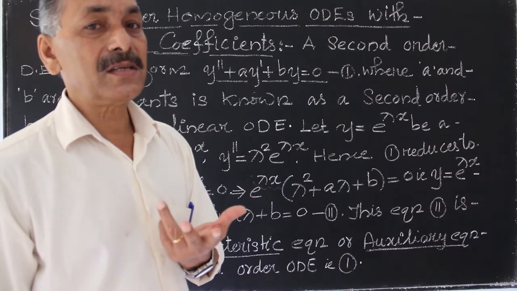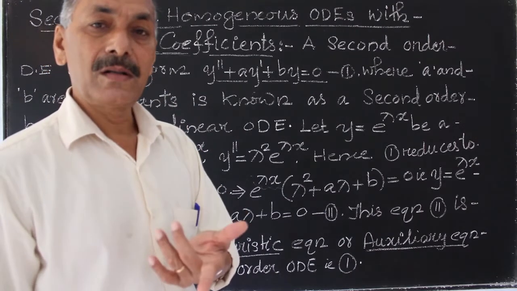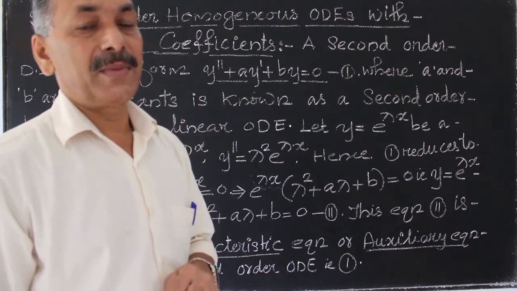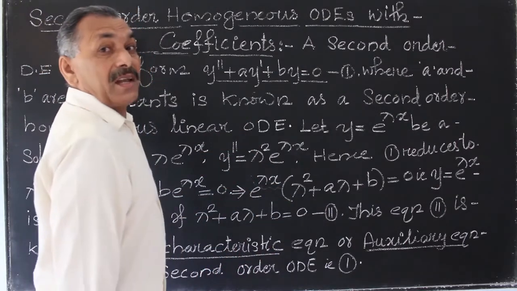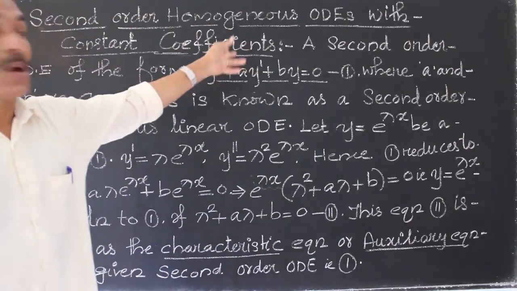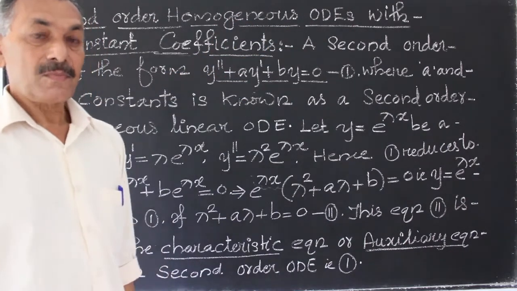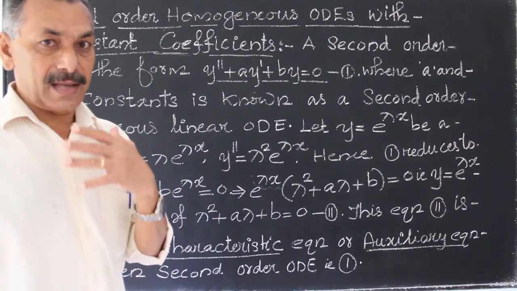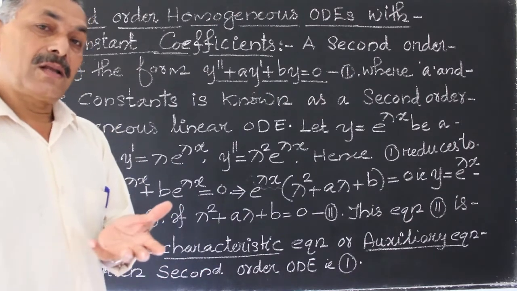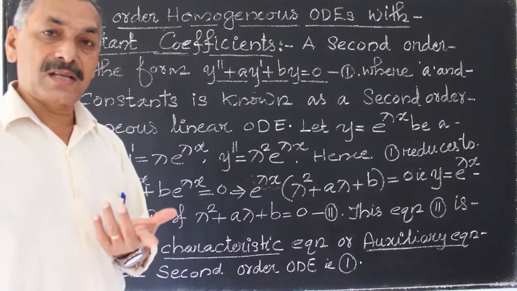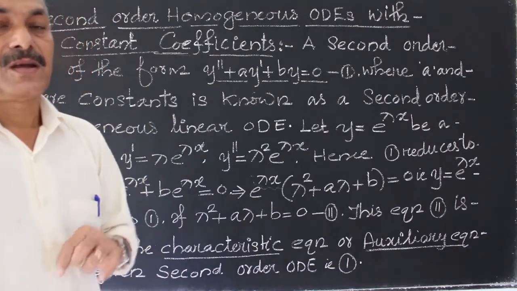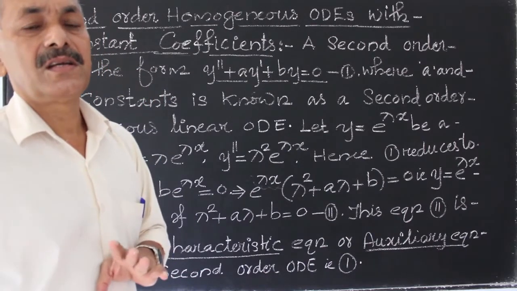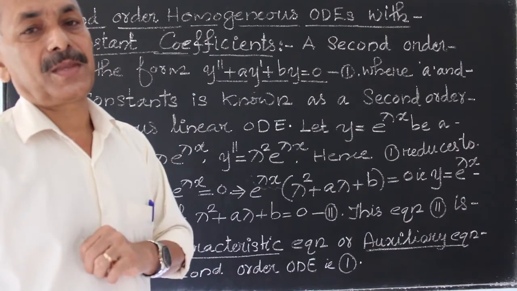to solve the given differential equation if one solution is known or given, then the method of finding the other solution. Then another method, the third method, is a second order homogeneous ordinary differential equation with constant coefficients. From the heading itself, we can see what the properties of such an equation are.